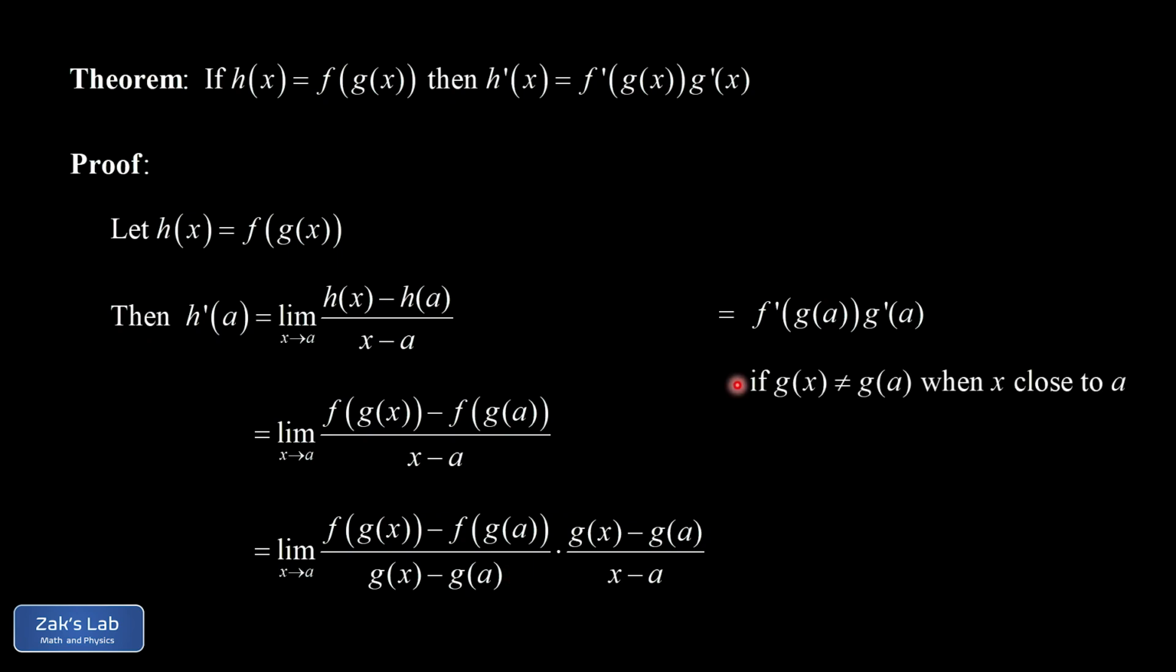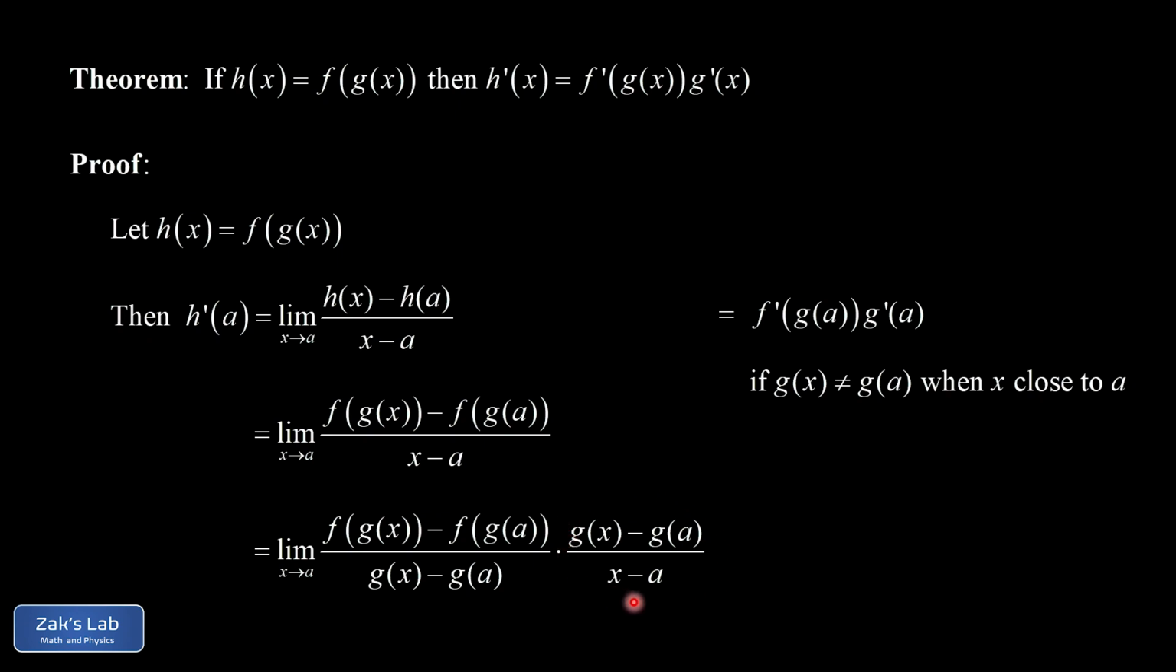And we say this statement that we derived is only true if g of x is not equal to g of a when x is close to a. But then we need to figure out what happens if g of x is equal to g of a when x is close to a. Well, if g of x has the same value as g of a when x is close to a, we can look at the definition of the derivative again.